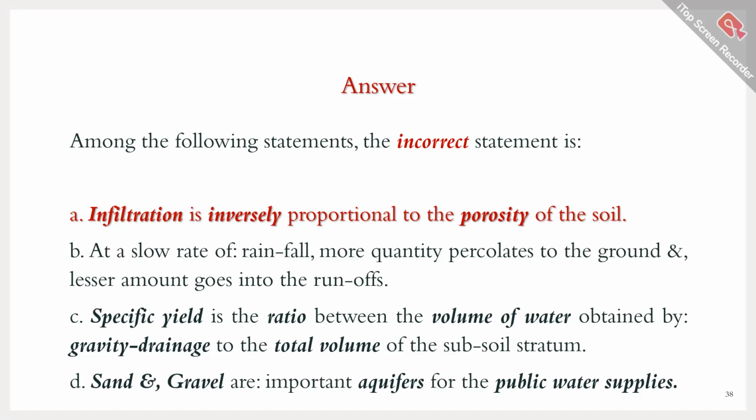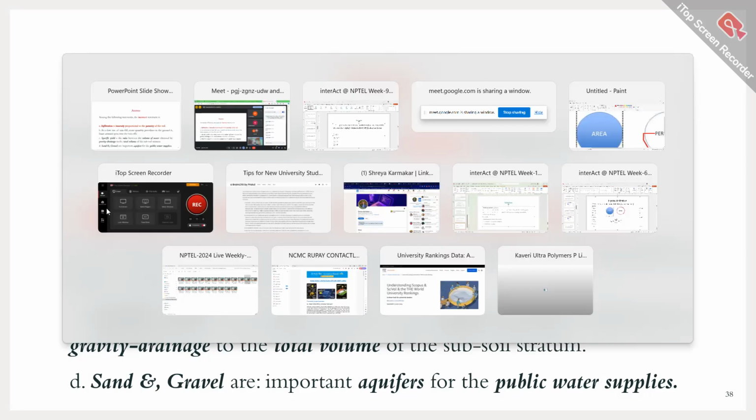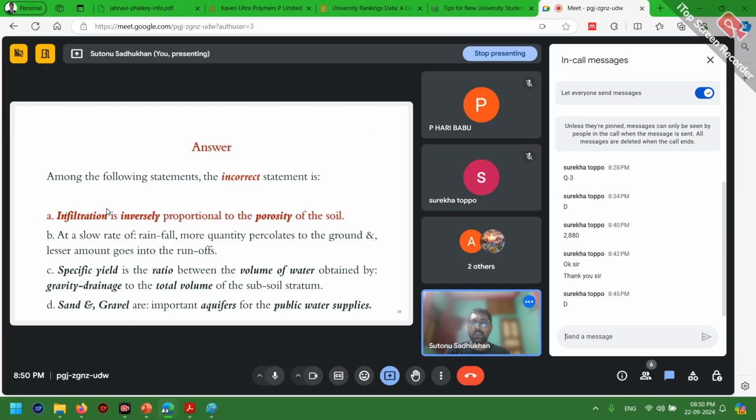So option A is not correct. Infiltration is inversely proportional to the porosity of the soil. It should not be correct because if there is more porosity, the infiltration or the percolation will be more. So it should be directly proportional, not inversely proportional, right?